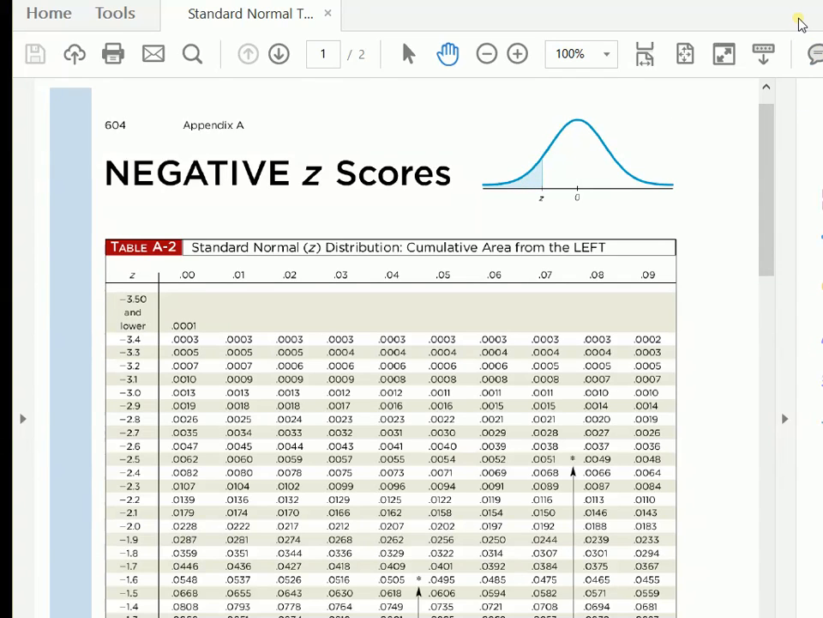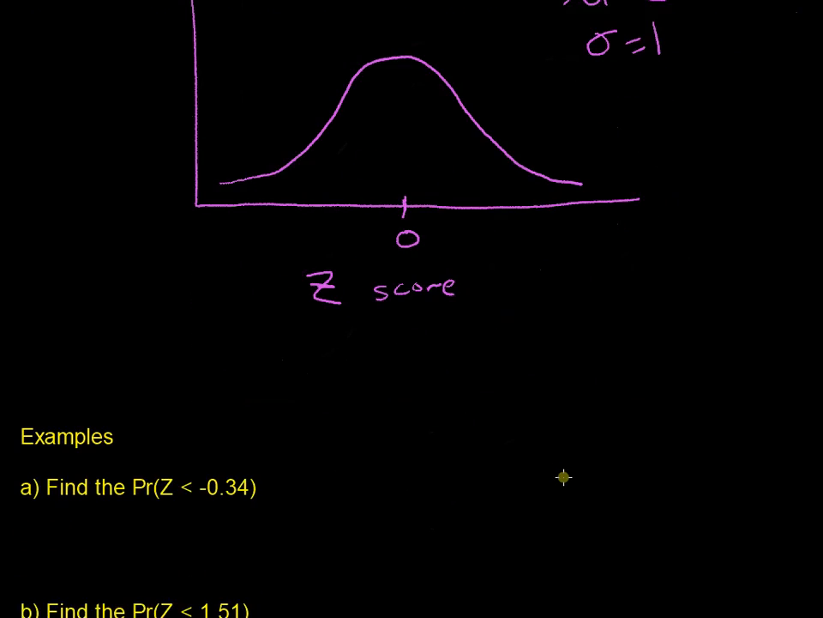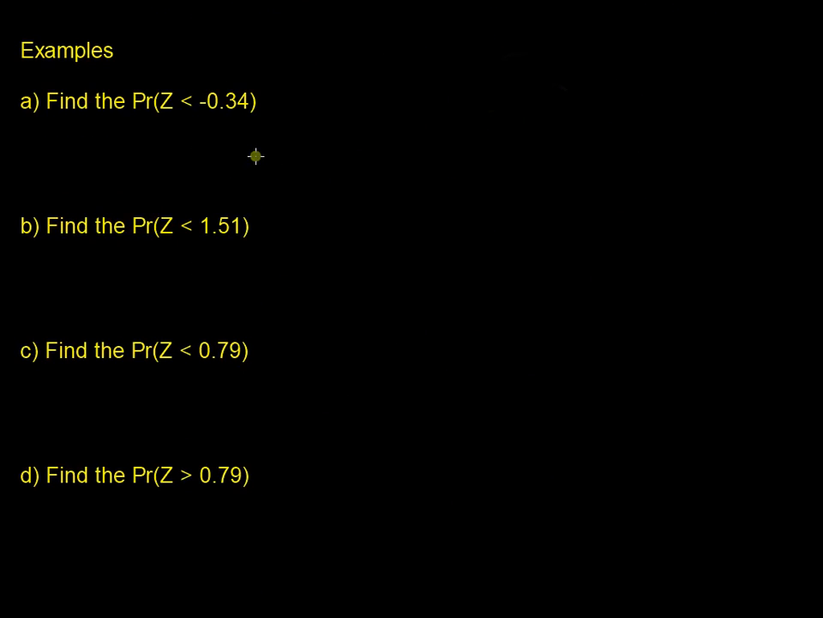All right, let's go ahead and do some examples. Find the probability that z is less than negative 0.34. I always think it's a great idea to draw these out before you go to your z table. Just roughly draw them out. You know 0 is in the center. That's the most important thing that you know. And then negative would be to the left of 0. For negative 0.34, what we're trying to find is this area back here.